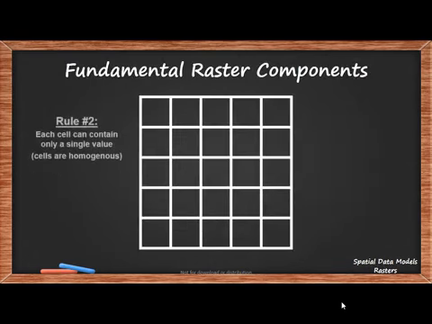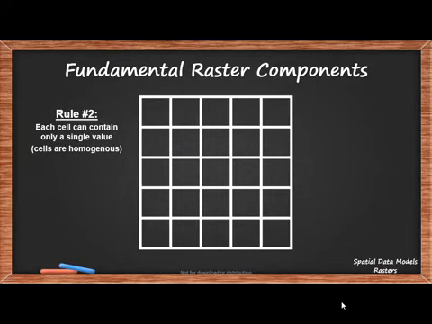The second fundamental rule for rasters is that each cell can contain one and only one value or number. In other words, the cells are homogeneous. They cannot store multiple values. This is one of the major ways in which the raster data model is different from the vector data model.